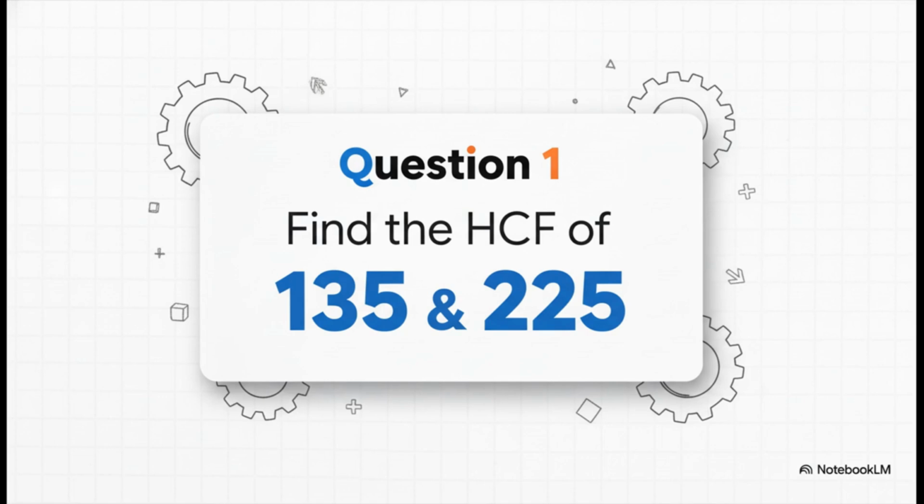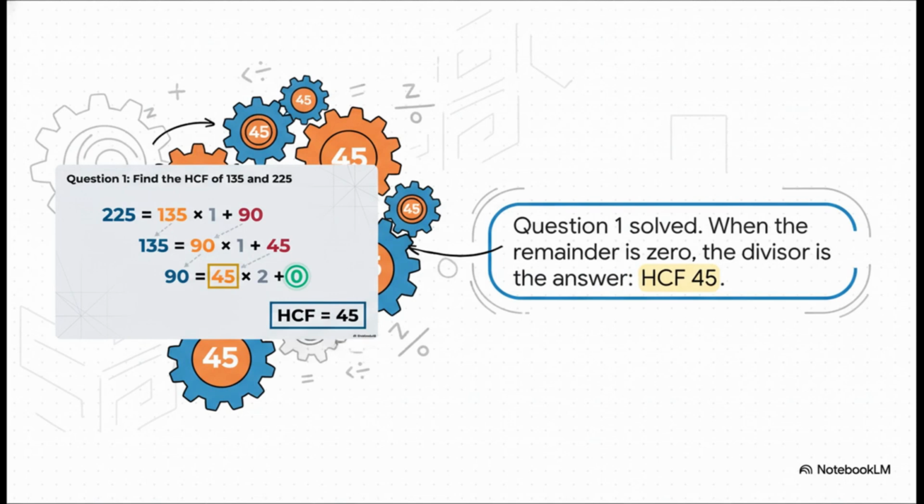First up, we're going to find the HCF of 135 and 225. Okay, so we divide 225 by 135. Our first remainder is 90. Is that 0? Nope, so we loop. Now 135 is our new dividend, and 90 is our new divisor. We do the division, and what do we get? A new remainder of 45. Still not 0, so we go again. This time, 90 is the dividend, 45 is the divisor, and what do you know? It divides perfectly. We finally hit a remainder of 0, and that means our HCF is the last divisor we used, which is 45. See how that works?